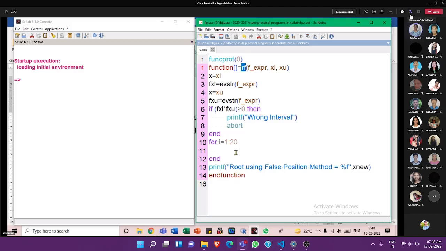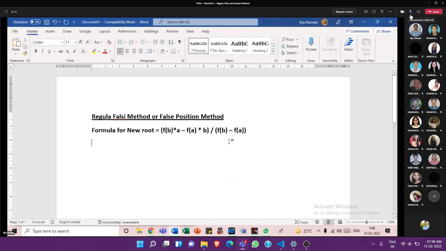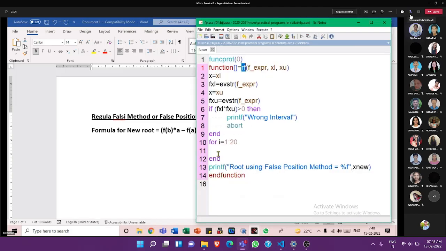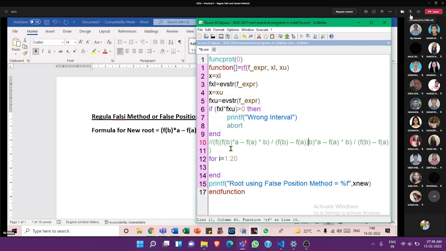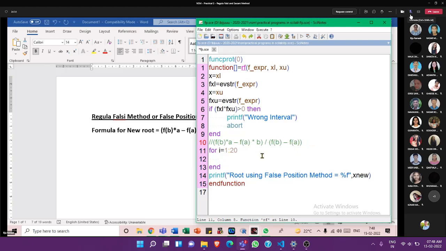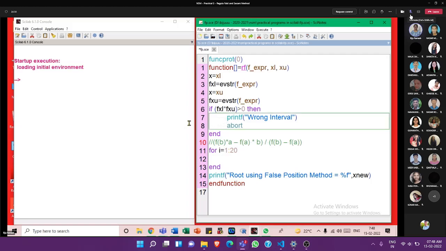Then after that, how will you find the new root? For that, you will apply this formula. Let me just paste this there so that you can connect with it. I'm putting this as a comment over here. I hope you all can see my screen. Now we'll code it exactly as we see over here.